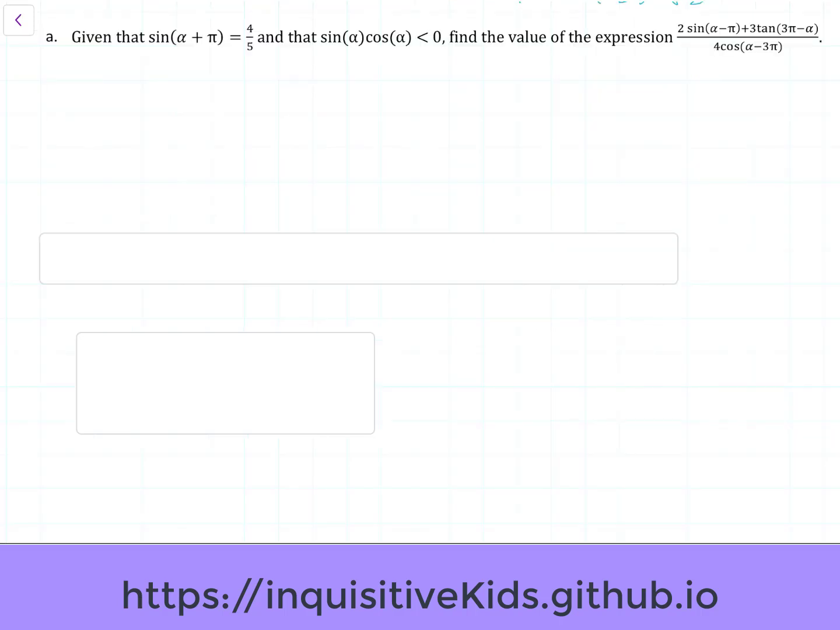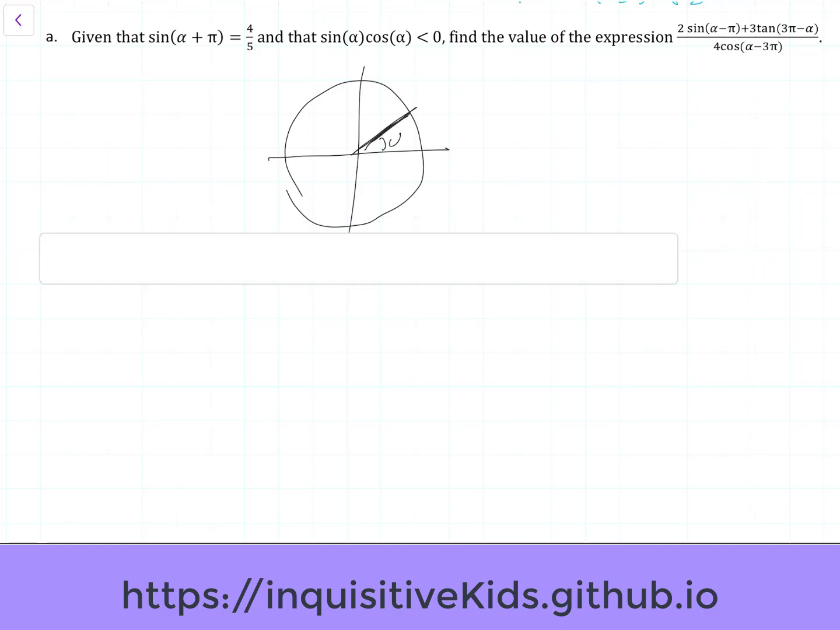Given that sine of alpha plus pi is equal to 4/5, and that the product of sine of alpha and cosine of alpha is less than 0, find the value of this expression. Let's first look at the conditions we are given. Let's visualize this. In this case, pi just means an additional 180 degrees. So if we were to visualize any angle on the unit circle, let's say this is angle A, and this is its sine of alpha.